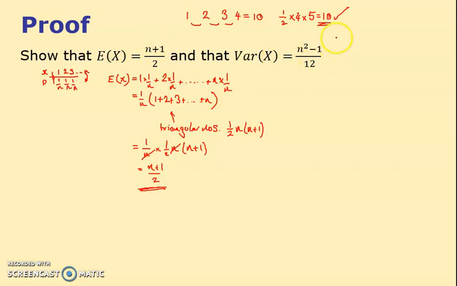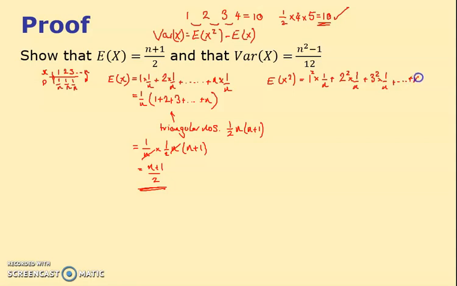To get the variance of x, you should remember the formula that I have to first of all do e of x squared, and then I take away e of x squared, and that's how I find the variance of x. So the very first job, presumably, is to find e of x squared. Well, that's 1 squared times 1 over n, plus 2 squared times 1 over n, plus 3 squared times 1 over n. And it carries on until you get up to n squared times 1 over n.